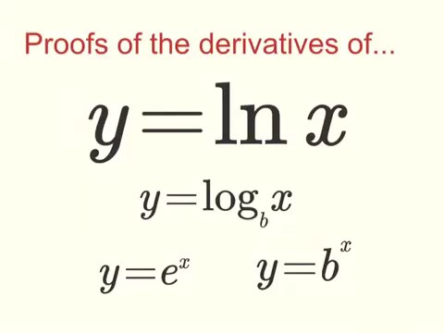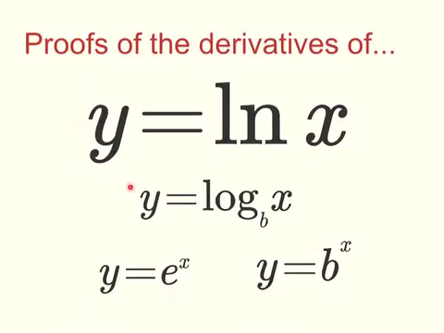Welcome to part 2 of my proofs of the derivatives of the logarithmic and exponential functions. This is part 2 because in part 1 we started with the definition of the derivative and derived the derivative of y equals b to the x, and used that to then prove the derivative of y equals e to the x, the derivative of y equals the natural log of x, and y equals the log base b of x.